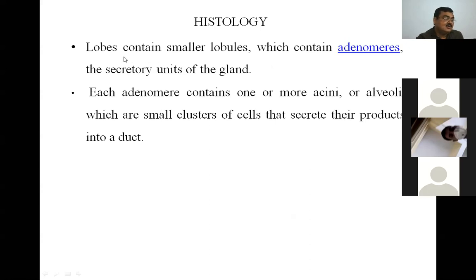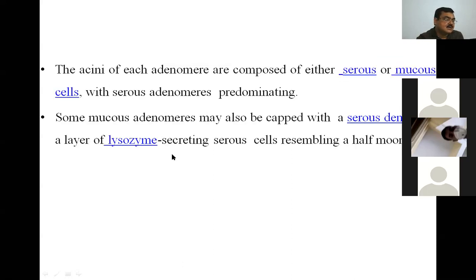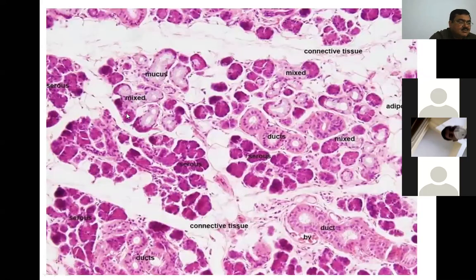If you see histology, the lobes contain smaller lobules, which contain adenomeres, the secretory units of the glands. Each adenomere contains one or more acini or alveoli, which are small clusters of cells that secrete their products into the duct. The acini of each adenomere are composed of either serous or mucous cells, which secrete predominantly. Some mucous adenomeres may also be capped with serous demilunes. The layer of serous cells resembles a half moon. Here you can see this is mucus secreting, and here are the serous.